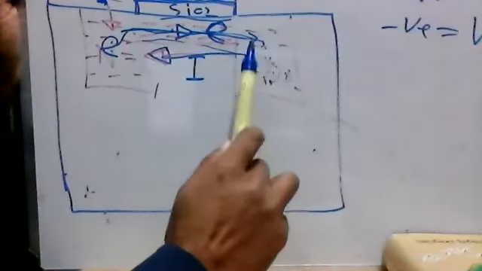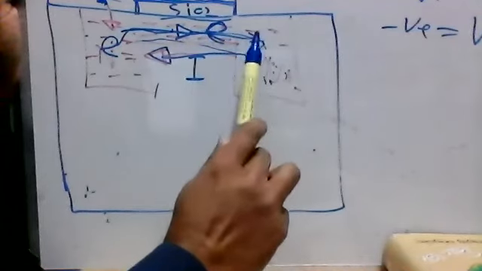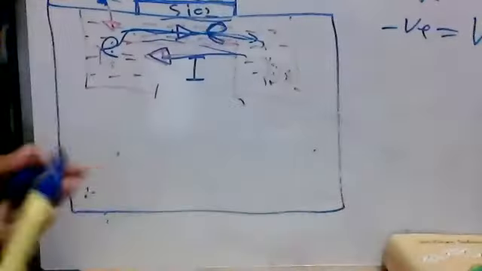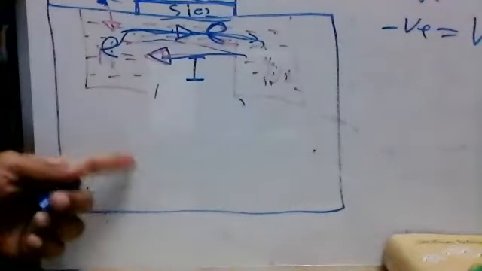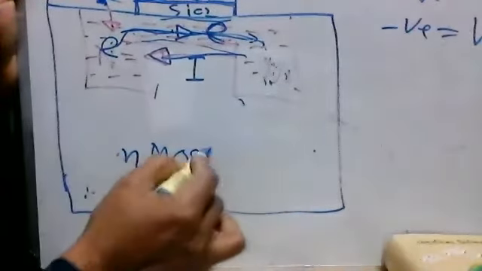So that is a unipolar device, we call it unipolar. There is only one kind of polarity involved in this kind of current, and that is electrons in this case, because it is N type. This is an N MOSFET.